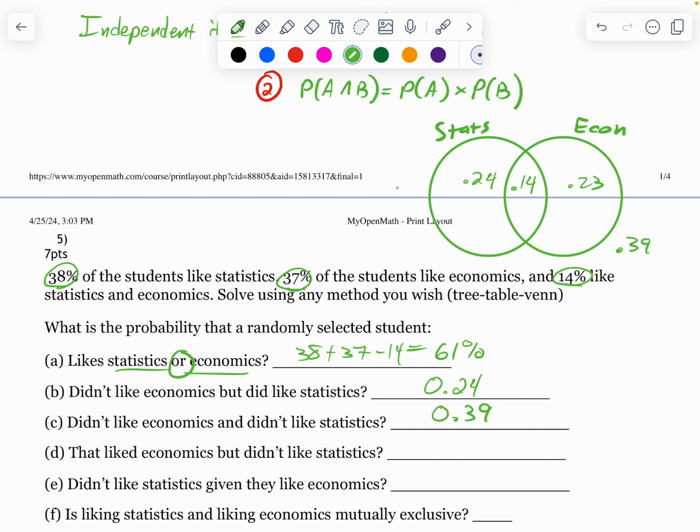D, they liked econ, okay, so they have to be in this circle, but they did not like stats. That would be this right here, right? They like econ, but they don't like stats. E, they don't like stats. Oh, given. Okay.